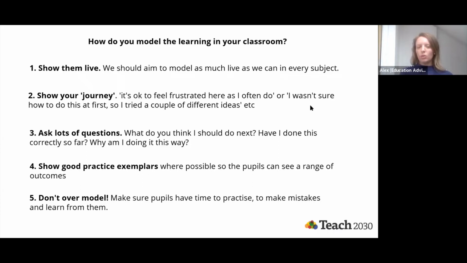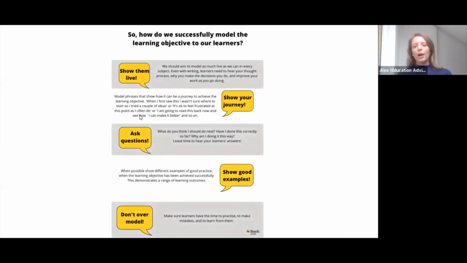If we over model and show them exactly what the answer is to the task that we're setting, that can be quite complex, in terms of the fact that they might sit there and go, well, what am I supposed to do now? You've done it for me, miss, or sir, you've done this task for me. So don't over model.